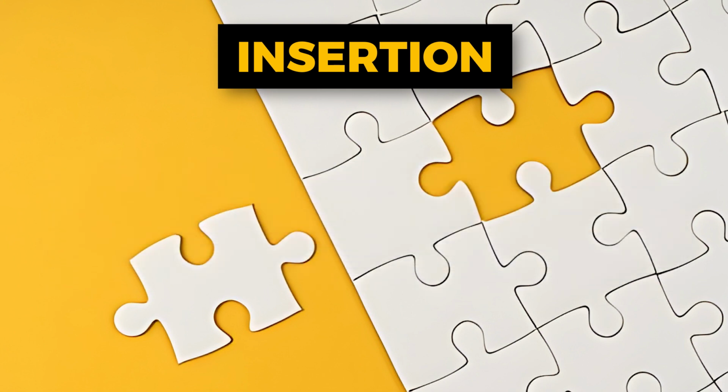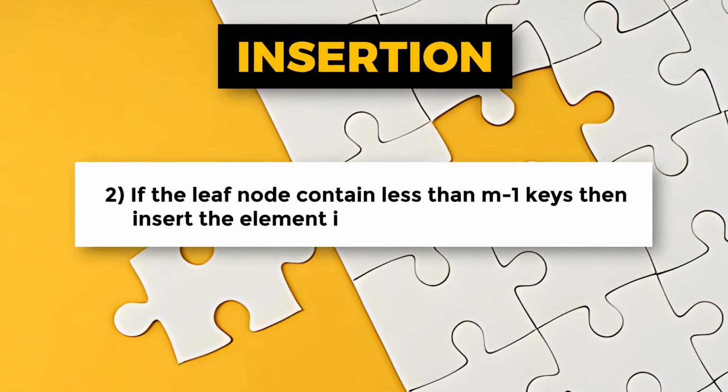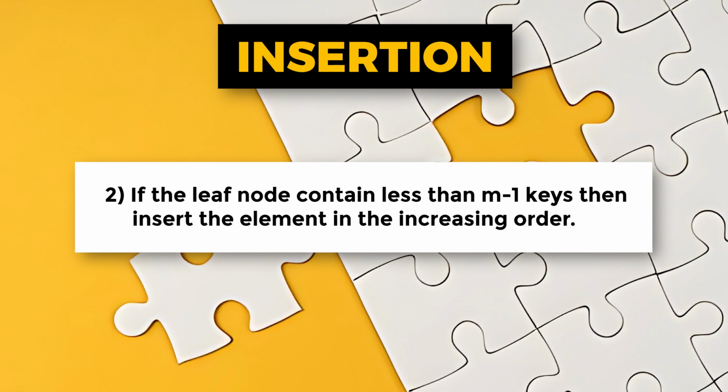The first point is to traverse the B tree in order to find the appropriate leaf node at which the element can be inserted. First it should be inserted at the leaf node. If the leaf node contains less than m-1 keys, again understand, if the leaf node contains less than m-1 keys, then insert the element in increasing order.